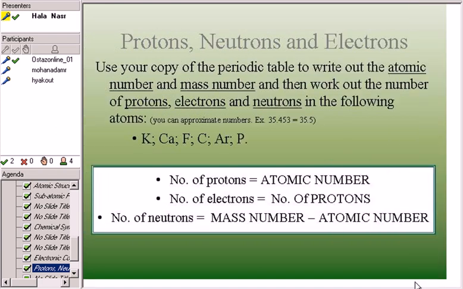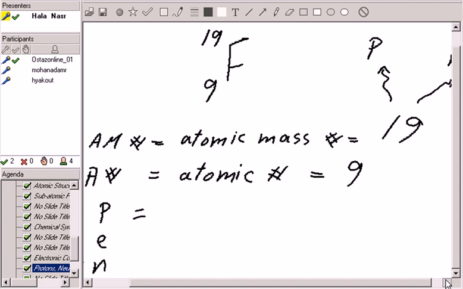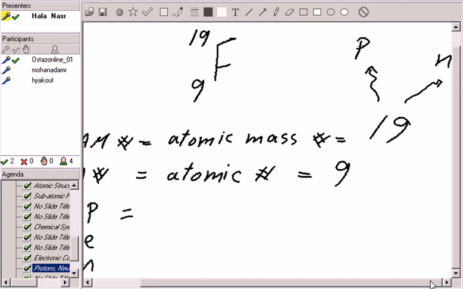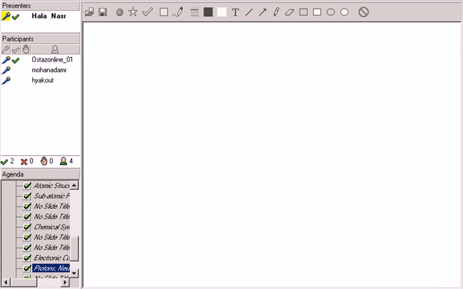Now, who can do the second example? I don't mind making mistakes. This is how we learn, as I said. Please try. Well, let's try Muhammad. Calcium. Muhammad, calcium, it is 20, 40.